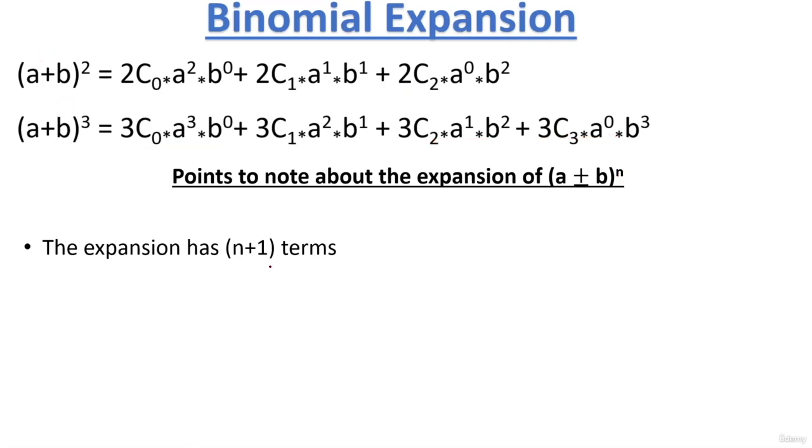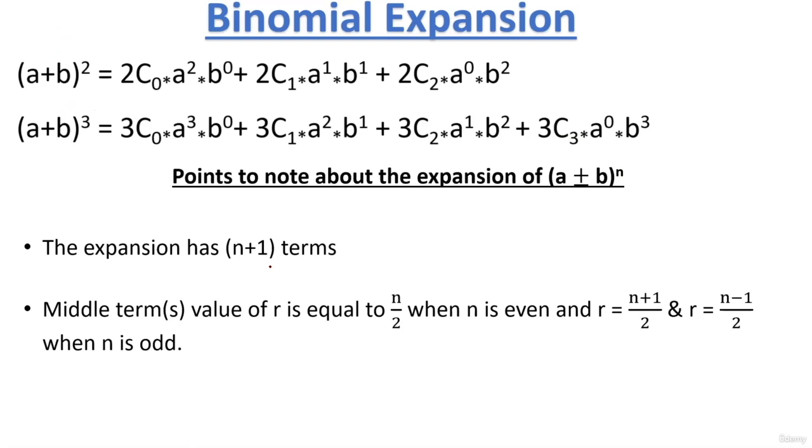First observation, okay? When we go next, we observe the middle term: the value of r is equal to n/2 when n is even, and r is equal to (n + 1)/2 and r is equal to (n − 1)/2 when n is odd. So very clearly you can observe here, for (a + b) whole square, the middle term is when r is equal to 1. Where did 1 come from? We got 2/2. And for (a + b) whole cube, you can observe there are 2 middle terms, guys. This happens when r is equal to 1, or r is equal to 2. There will be 2 middle terms, r equals 1 and r equals 2, both of them.